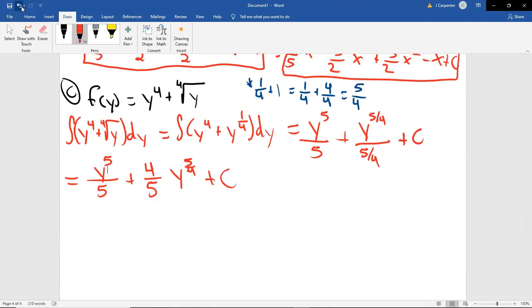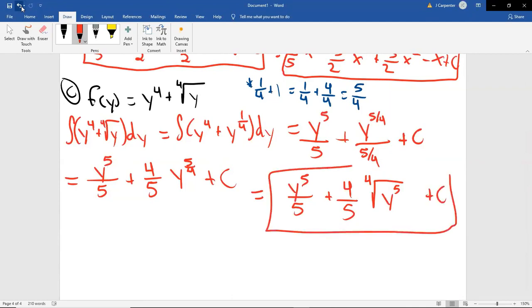Now my math lab might be okay with this. I'm not really, because that 5/4 you need to switch back to the original notation in my opinion. So this is y to the 5th over 5 plus 4/5, that's the fraction in front. Because the denominator of the exponent is a 4, this will be a 4th root, because the power is a 5. The numerator is a 5, excuse me, the power is a 5. And then we have our plus c. This is the answer in the best notation.